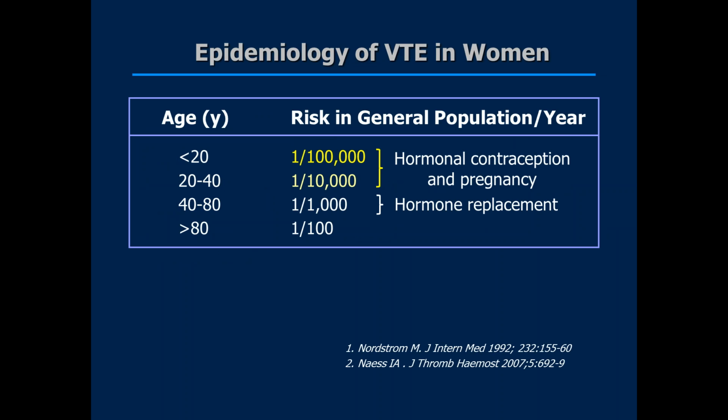So let's start with some basic information to make sure that we're all on the same page. This slide presents the average annual age-specific risk of venous thromboembolism. As you can see, the absolute risk for venous thromboembolism, that is deep vein thrombosis and pulmonary embolism, increases with age, from approximately 1 per 100,000 annually when you're less than 20 to about 1 in 100 annually when you're more than 80 years of age. So age is one of the most important risk factors for venous thromboembolism that we have.